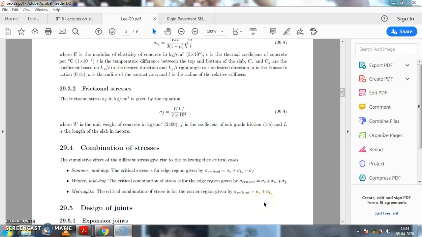Since the differential temperature is higher in summer than in winter, the combination of stress in summer is much more critical, because there will be enough variation in temperature between night and day. That's why we say the differential temperature is higher in summer than in winter. So if we have to take the combination of stress, the summer is much more critical.